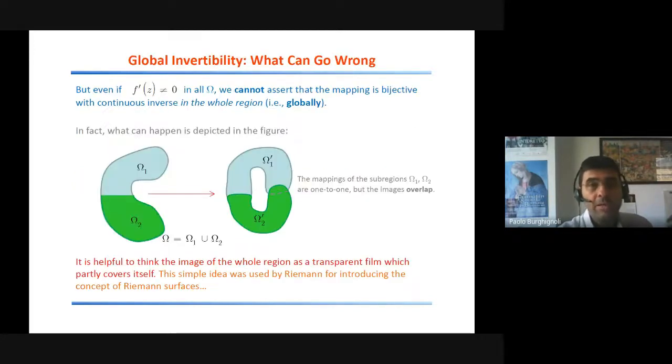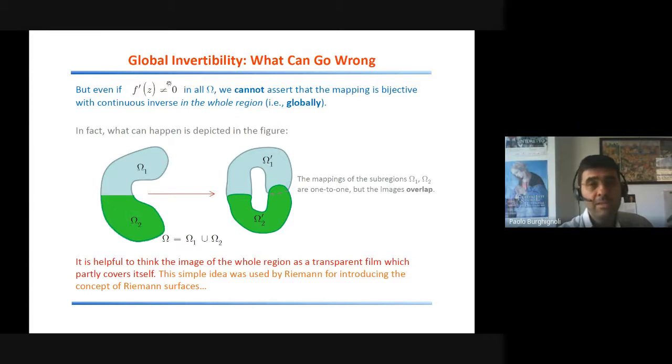Can we go from local to global? Well, in general, no. Because even if the first derivative of your function, of your map, were different from 0 in the entire open set omega where the function is defined, then we cannot in general assert that the mapping is bijective with a continuous inverse in the whole region, that is globally.